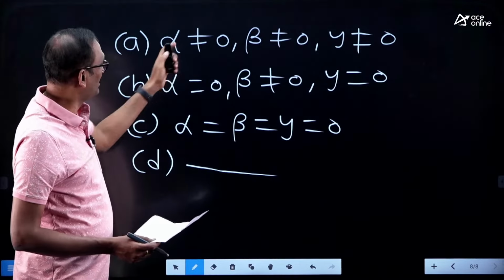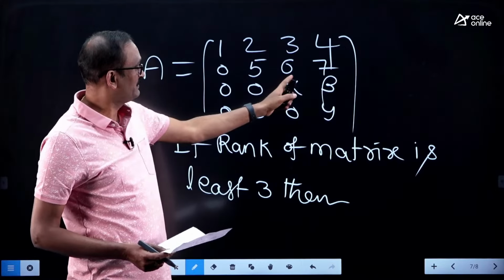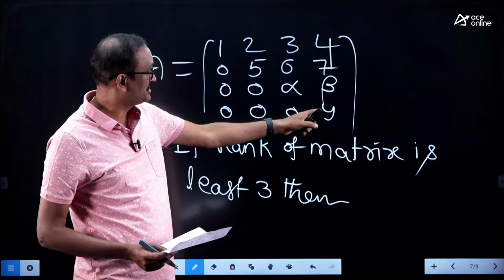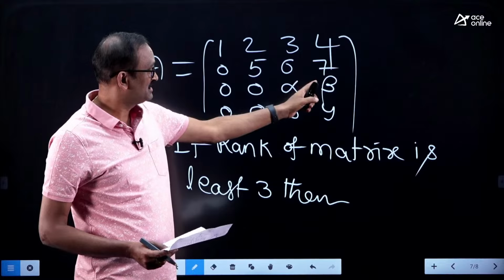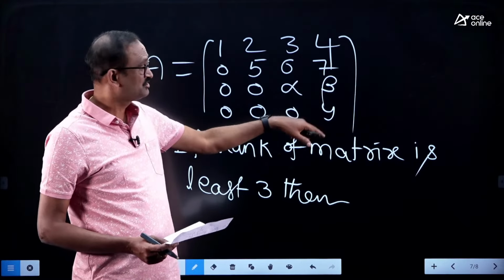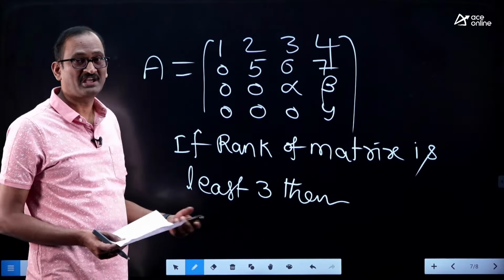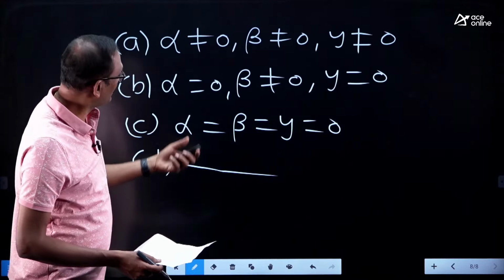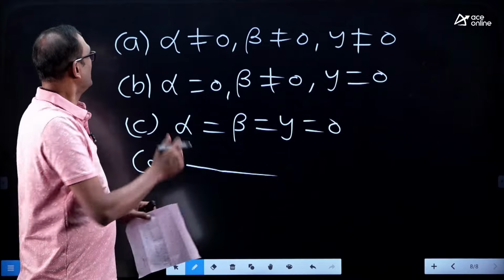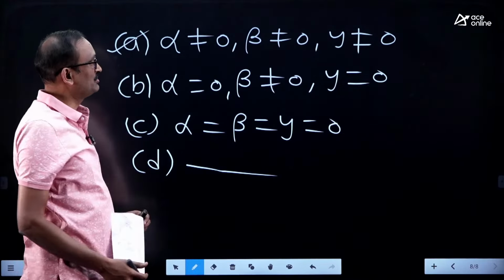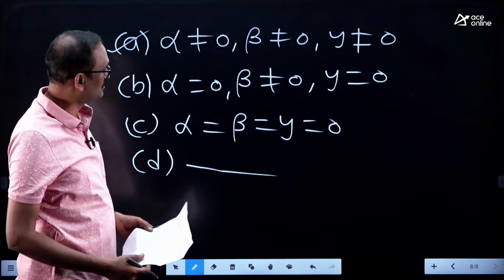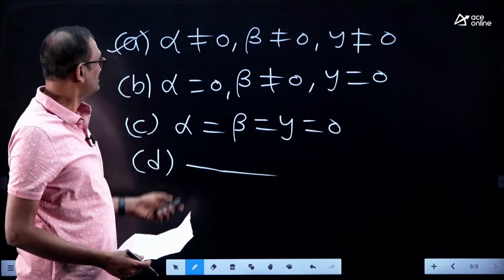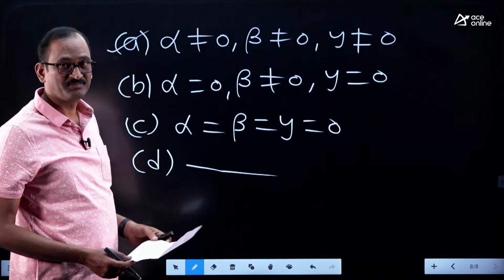In all the cases where alpha is not equal to 0, we were not given any option regarding beta taking any value. So if I take alpha not equal to 0, beta not equal to 0, y not equal to 0, this is non-zero, this is non-zero, this is non-zero. In that case the rank should be 4, and rank 4 means rank is at least 3, that is 3 or greater than 3. To match the options, we get only alpha not equal to 0, beta not equal to 0, y not equal to 0. Therefore option A is the right answer. Thank you.